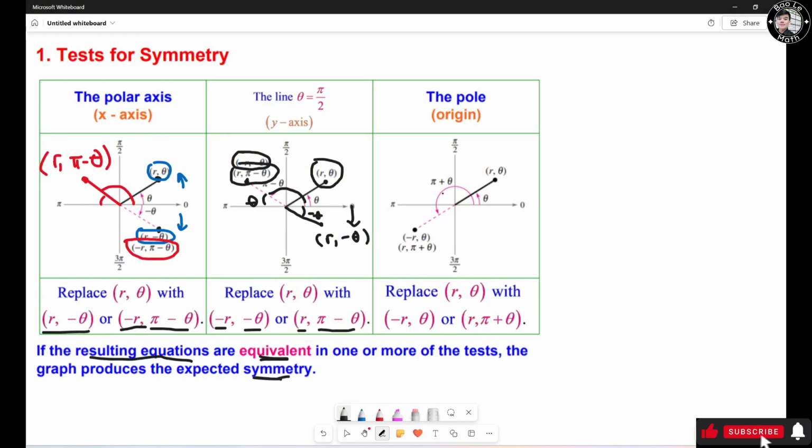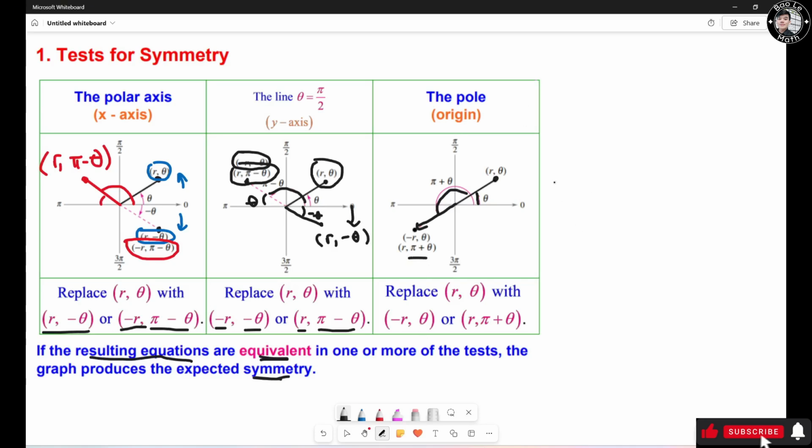The last one, the pole or the origin. So the original point is going to be (r, theta). The symmetric point of the original point over the origin should be (negative r, theta), because we just take the opposite way and we just change the radius. That's why we have negative r right here. Or we can just add pi: this one is theta and then this one is pi, so we just add pi, we get this one.